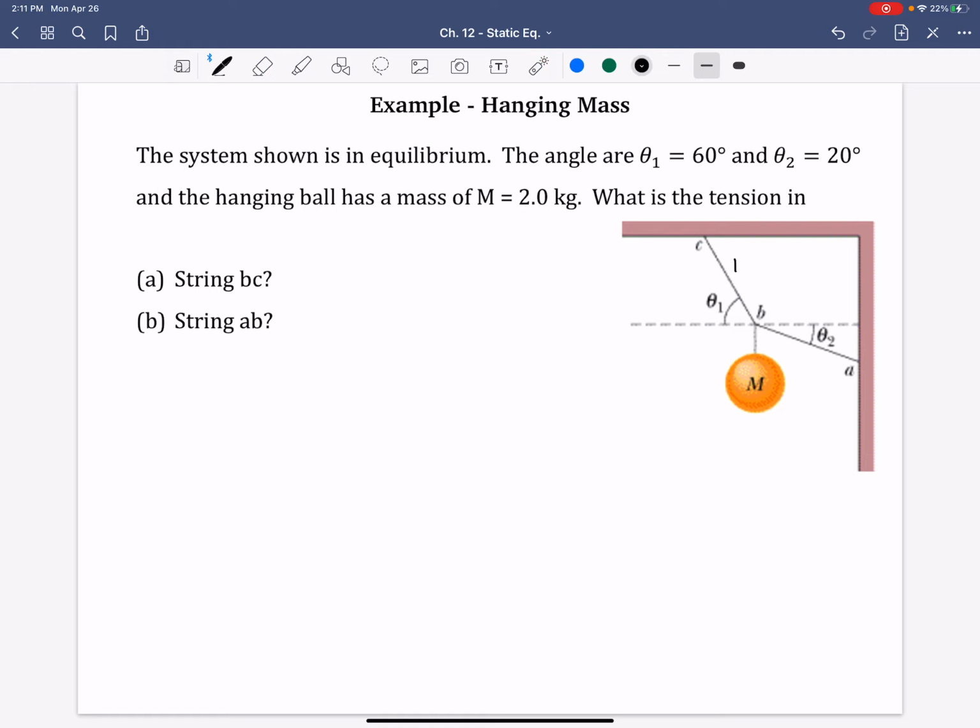So what we have here is that mass hanging from some central point, and that central point also has two strings connected to it, under some tension. We'll call the string from point B to C string 1, and we'll call the string from point B to A string 2. I'm only doing it 1 and 2 because the angles in the image are already labeled 1 and 2.